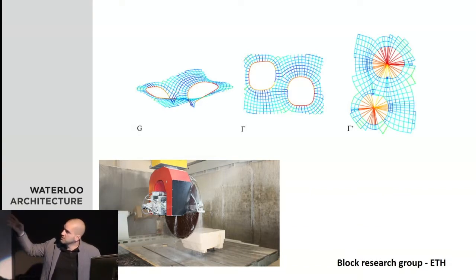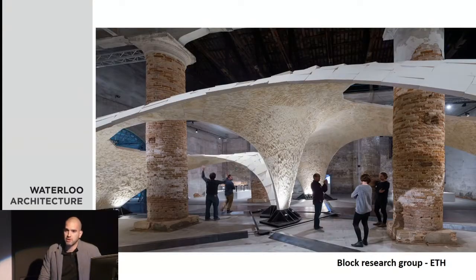So in this case, the top image looks at the design tool, the bottom image looks at the fabrication tool, which is a five-axis CNC that has a huge blade. And with that combination of the two, you start to look at forms of unprecedented complexity. And this is a masonry load-bearing only structure developed by the Block Research Group.